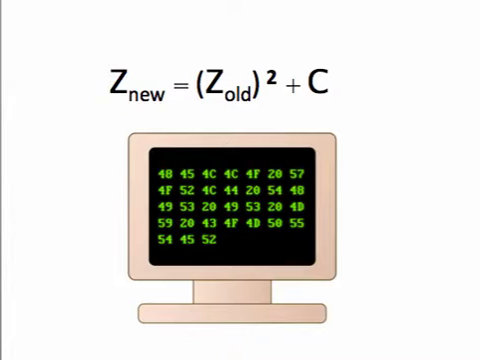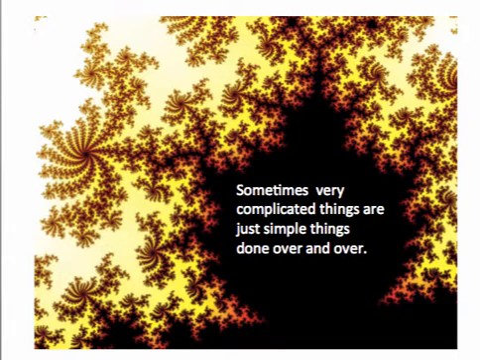Well, he took his equation and he plugged it into a computer and he ran those calculations millions and millions of times, and he plotted them out with the help of the computer. And guess what? What do you think the shapes and patterns that were generated looked like? Do you think they looked like things in nature? They did. The patterns reminded him of things we see in nature. And what we learned is sometimes very complicated things are just simple things done over and over.